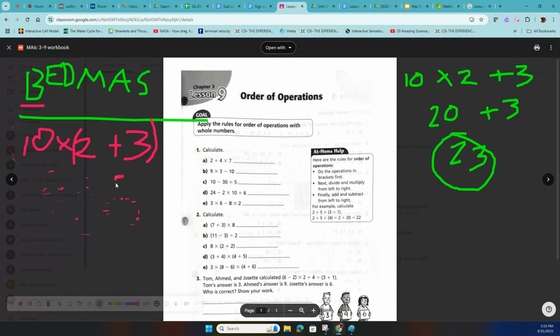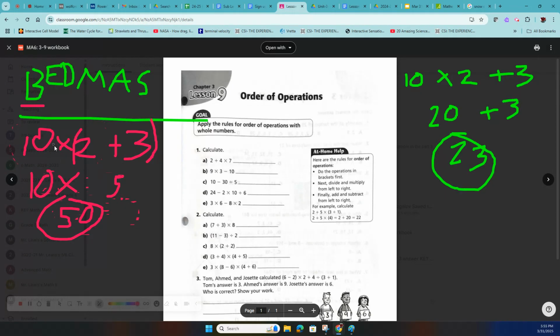2 plus 3 is 5. Multiplication sign drops down. I haven't used it yet. 10 drops down. So now it's 10 times 5. I can simplify that, and that's 50. And look at the difference in the answer from 23 to 50. Pretty different, right? The only thing we changed was just adding in a pair of brackets.